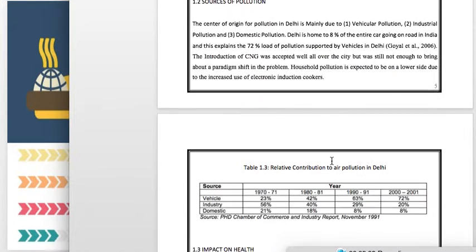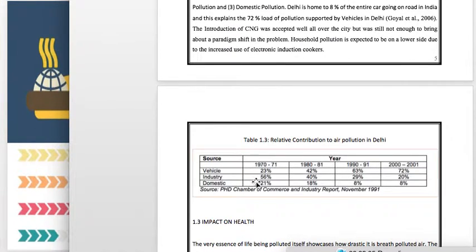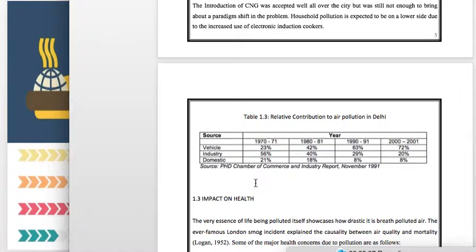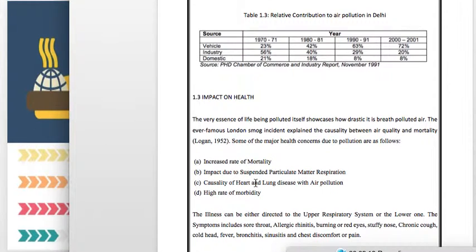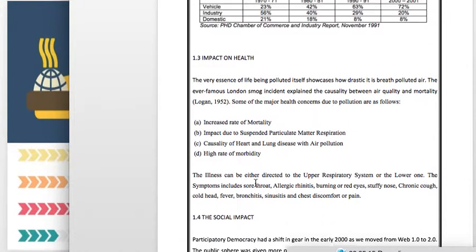Delhi. If you see the sources, you could see vehicular, industrial, and domestic ones. This is how the pollution has been categorized, with the vehicular one being the highest, and we know why.